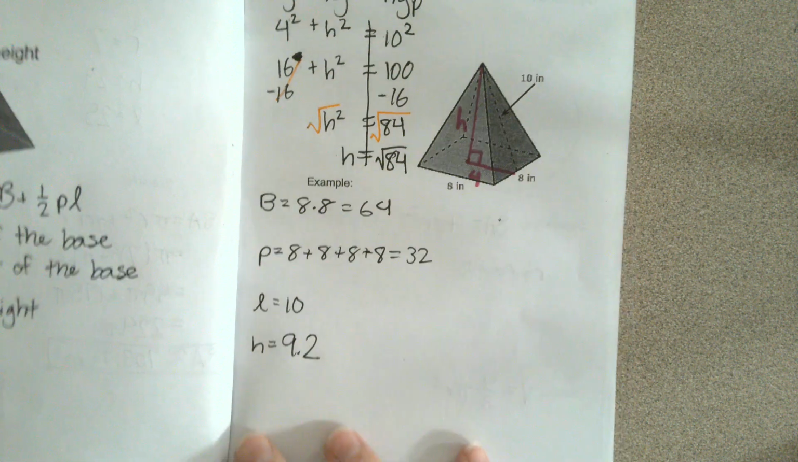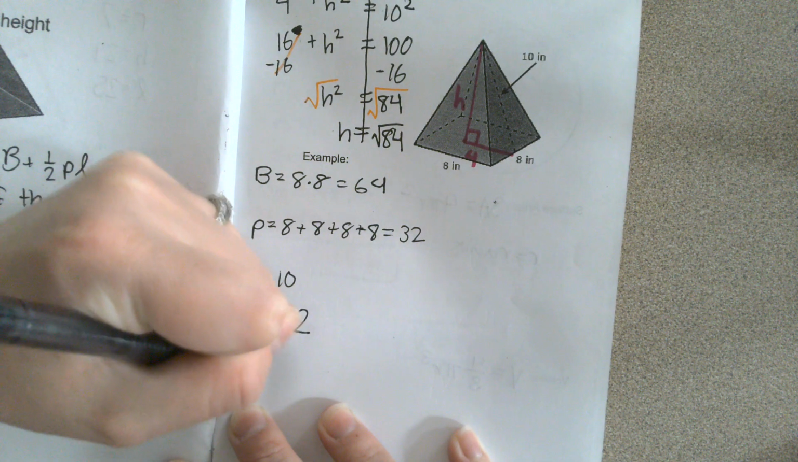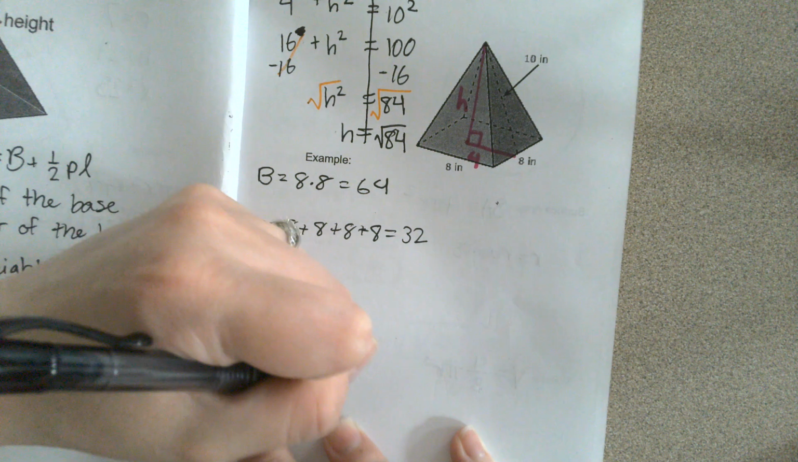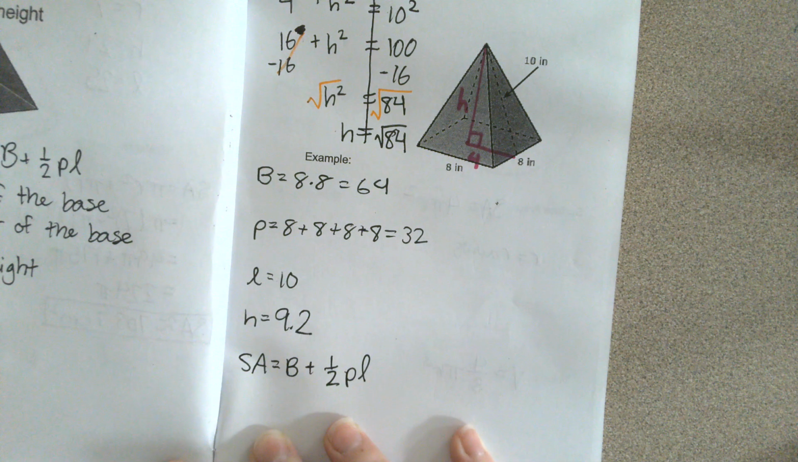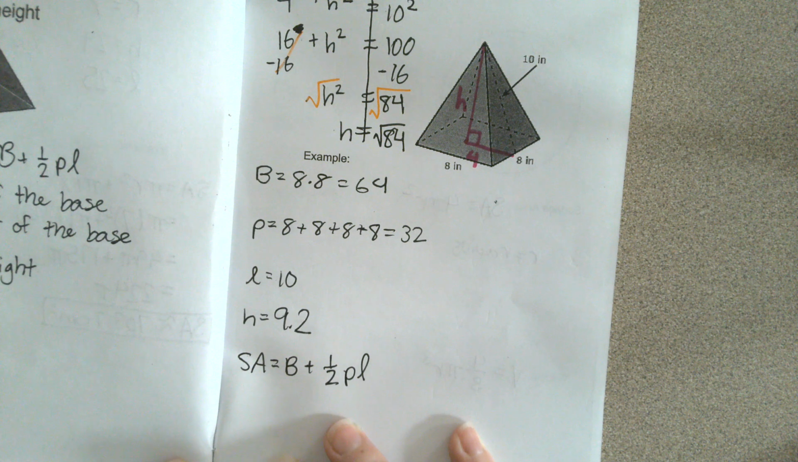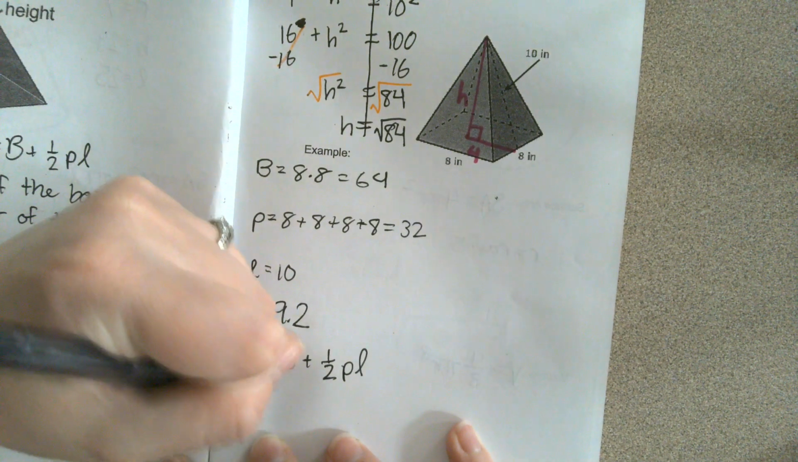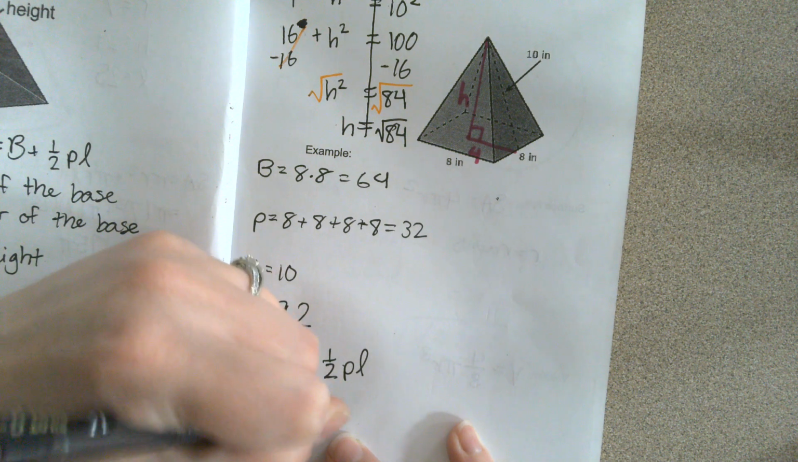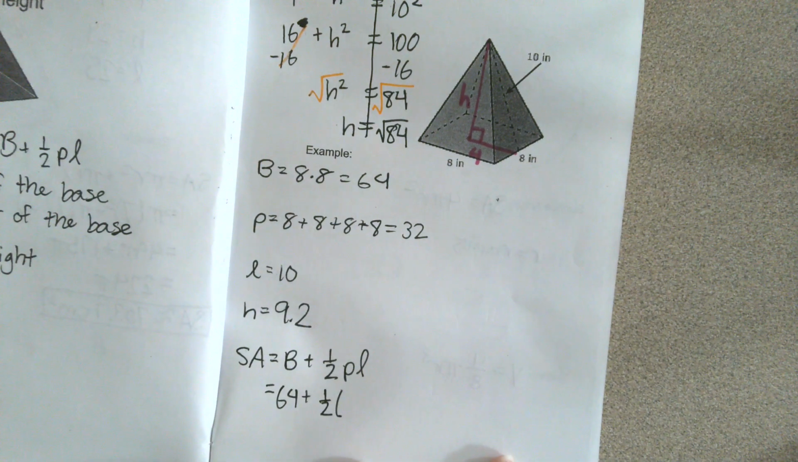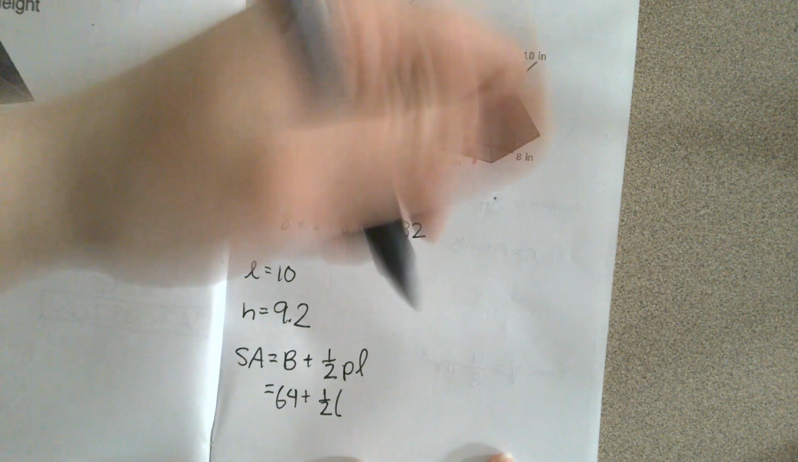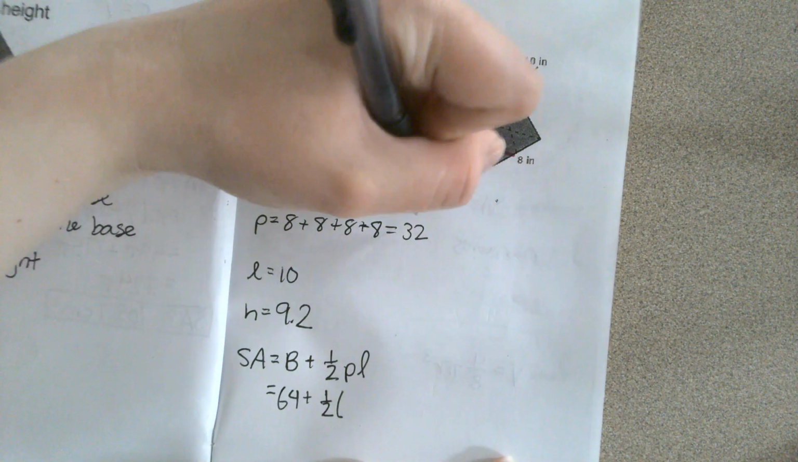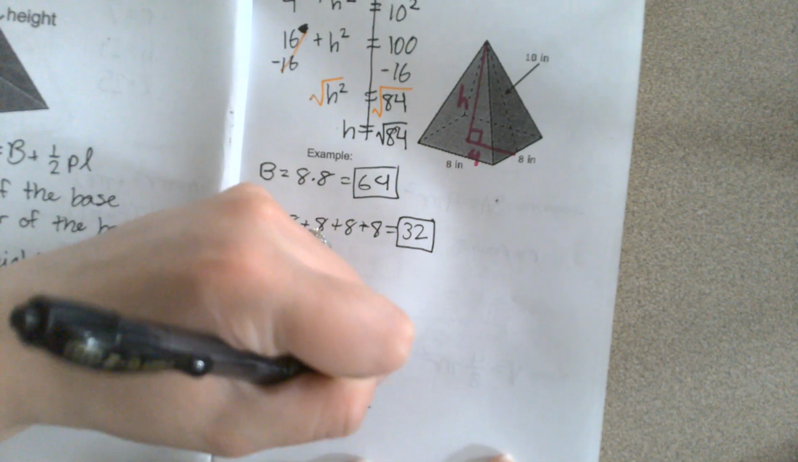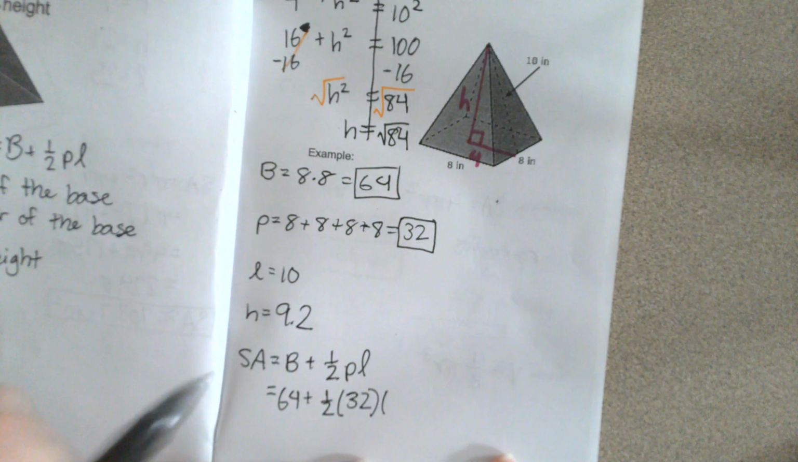Starting with surface area. SA equals B plus 1/2 PL. Remember, it's good to start with the basic formulas first and then plug in your numbers. B is 64 plus 1/2 times P, which is 32. I meant to put boxes around these once I found them to make them easier to spot. L is 10.